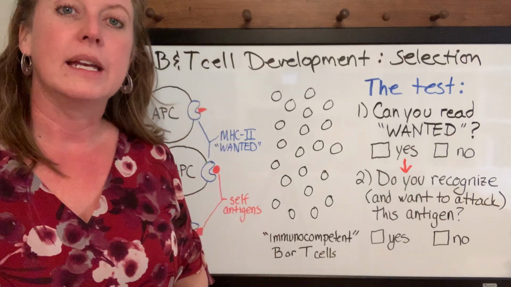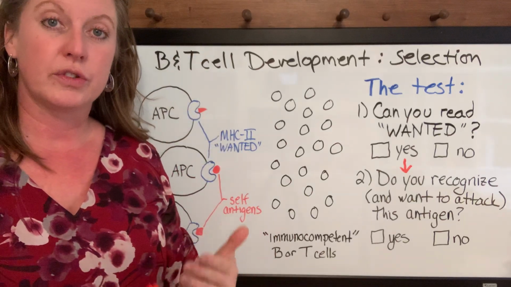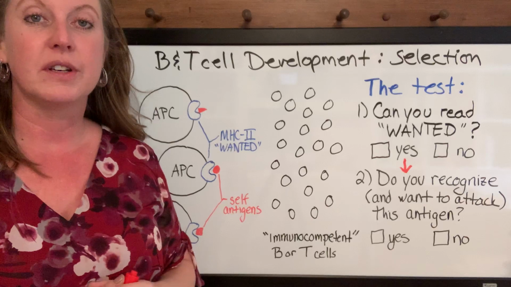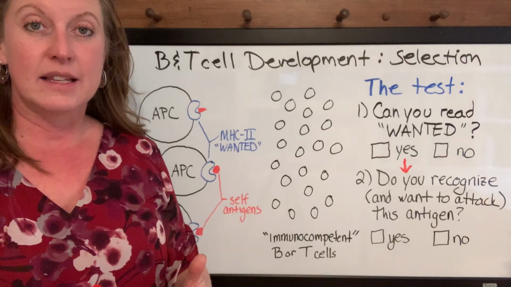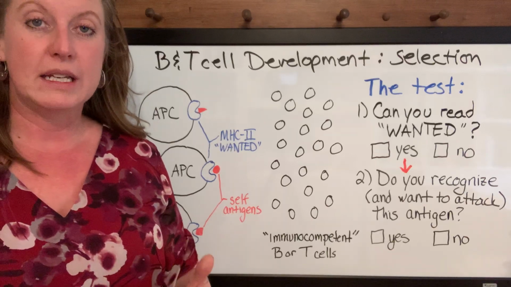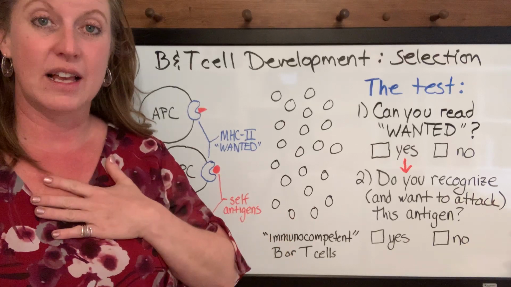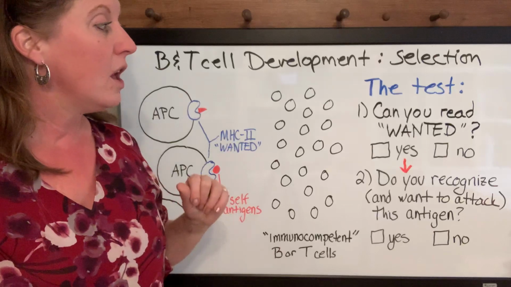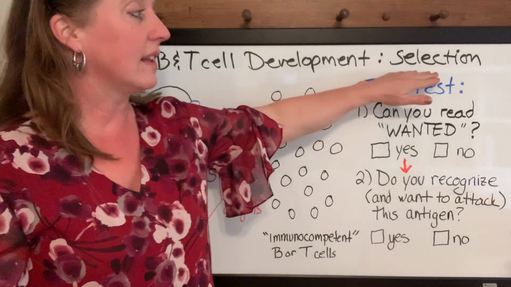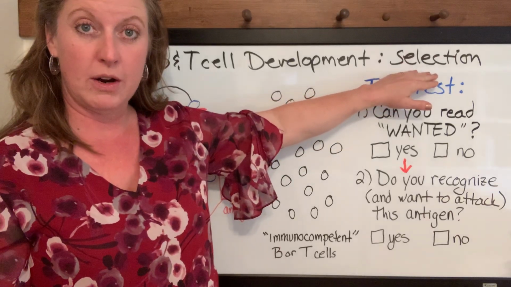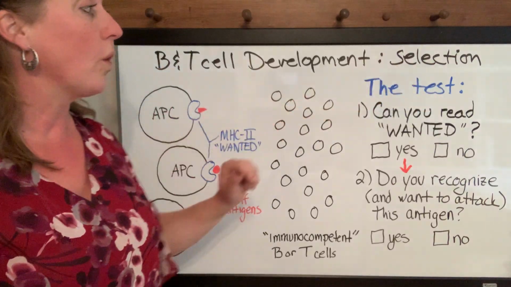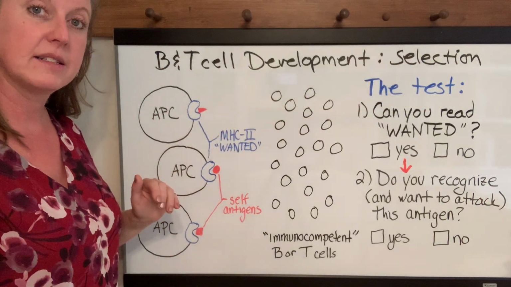Before we can allow B and T cells out into the body, into the circulation where they may encounter a pathogen, they have to be tested. This testing is to ensure that those B and T cells do not go into the body and start attacking our cells, our self-antigens. So this testing, called selection, takes place in the bone marrow if we're talking about B cells, or in the thymus if we're talking about T cells.